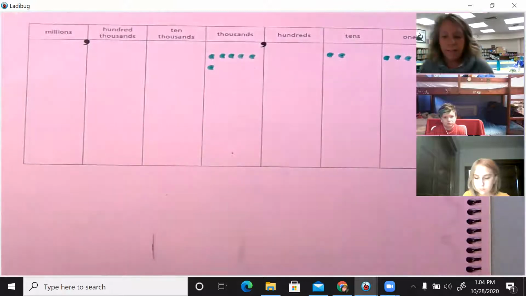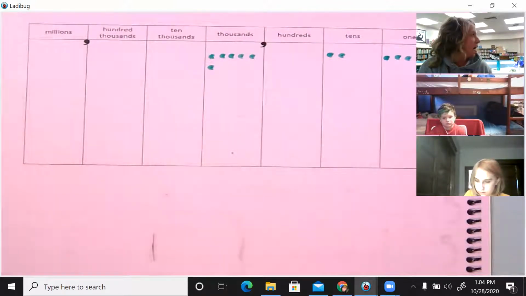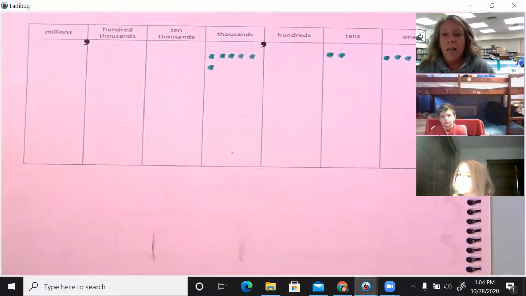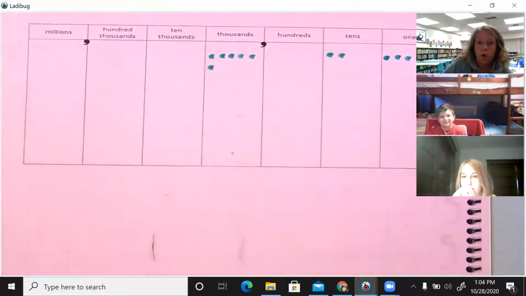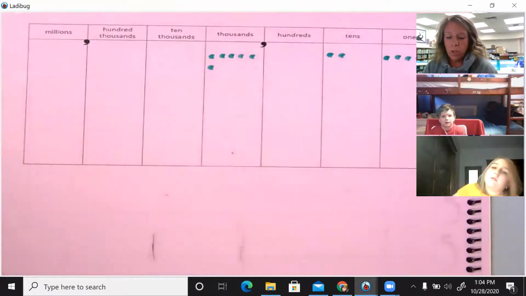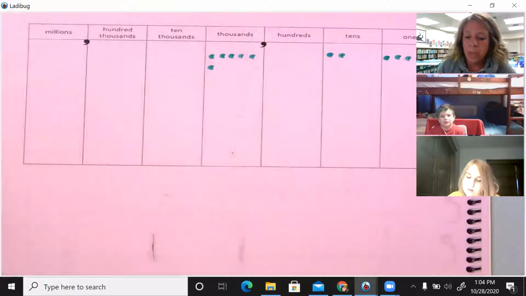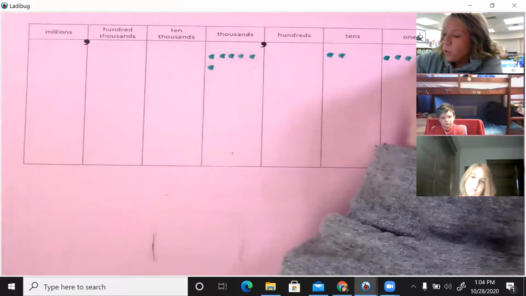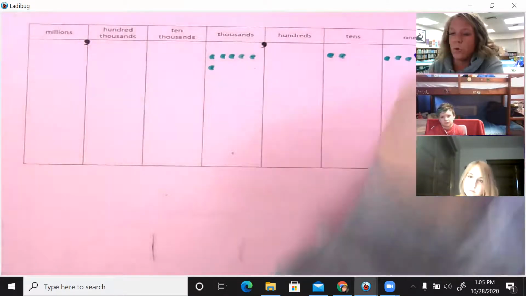Now, since we're subtracting, we're not going to add to this chart, but we're going to take away. And we're going to start over in the ones place. So the number that we're taking away is 3,502. So I have a 2 in the ones place. So I'm going to take away 2 of my ones.